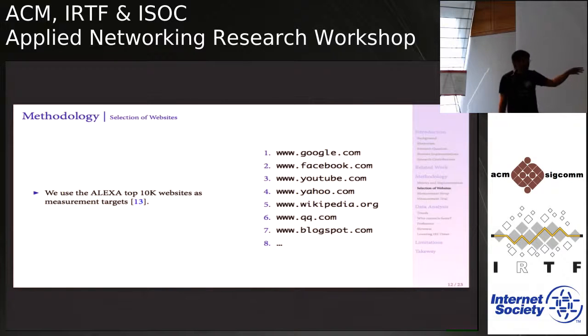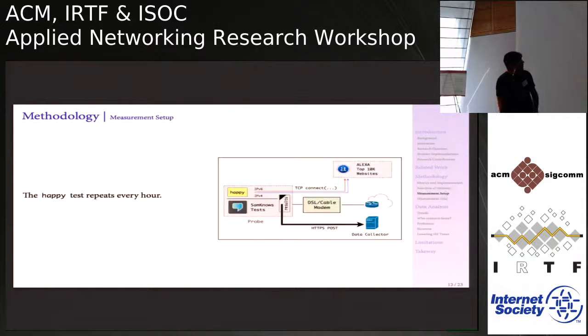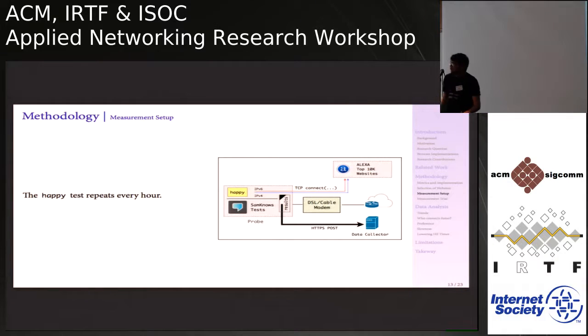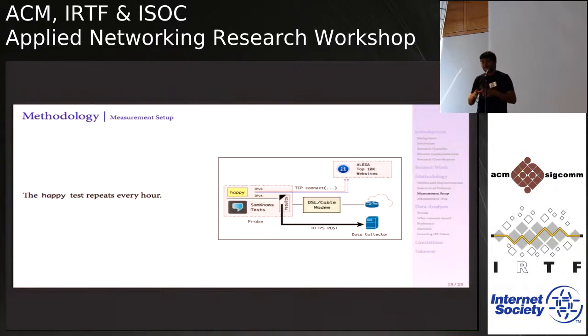Okay, next slide, please. We measure against the Alexa top 10K websites. So these are some websites that we look at. Next slide, please. This is the setup. The test is ported for the OpenWRT platform, and it is deployed on SamKnows probes. SamKnows, if you know, is a company based in London, which gives out these TP-Link routers to people at home for doing broadband measurements. And we use that platform for doing V6 measurements. The test has been running since 2013, and it runs every hour.